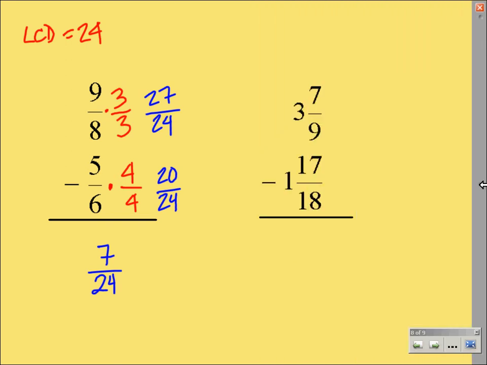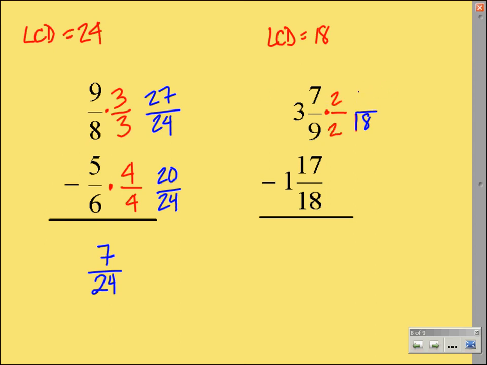Let's take a look at one more problem, this time with mixed numbers. We have 3 and 7/9 take away 1 and 17/18. So we need a least common denominator, and our least common denominator is going to be 18. So we don't need to change this one, we're only going to change this one. So we need a fraction of 1 to get a denominator of 18. So our fraction of 1 is going to be 2 over 2.